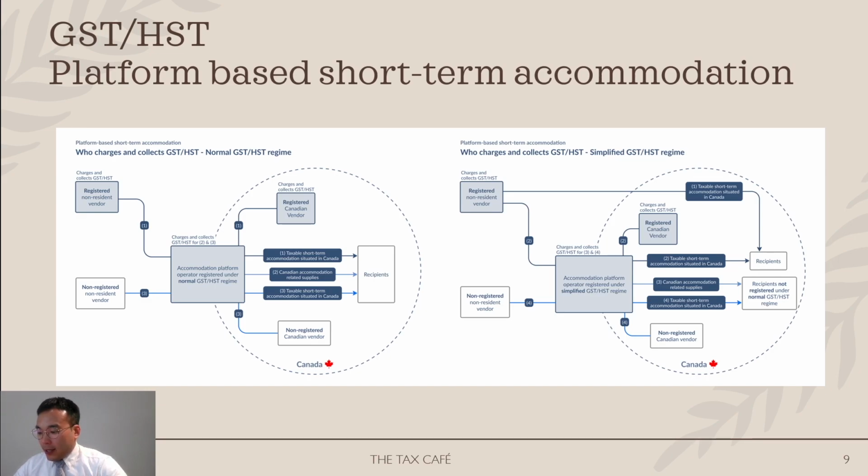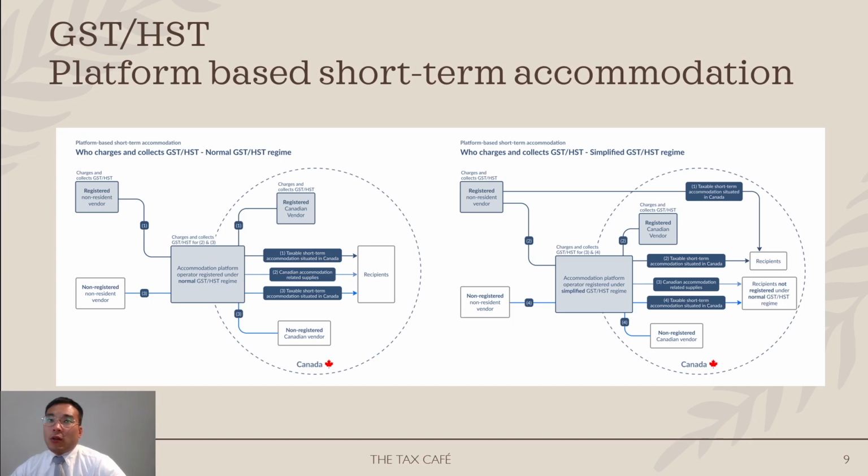Or if you are Airbnb itself, or anyone who's running a platform operator business similar to Airbnb, and the owner of the property is not registered for GST and HST, in this case you as a platform operator will now be deemed to be the supplier of the short-term accommodation. So basically, Airbnb will collect GST, HST when the property owner is not registered for GST and HST.